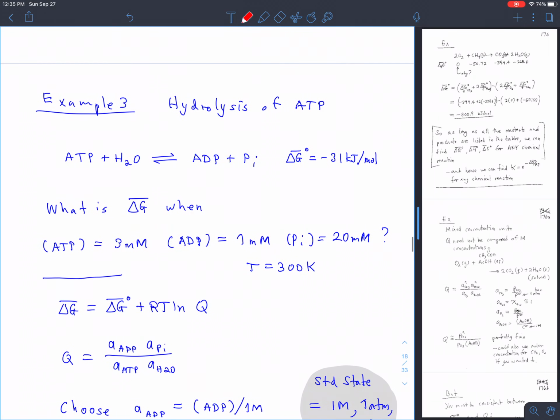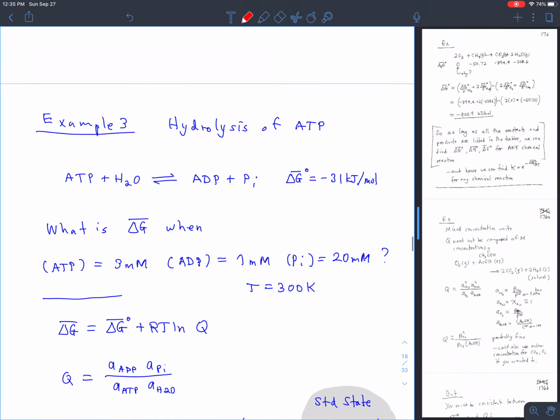All right, the next example is a somewhat more complicated one, right? The reaction up above was just a transfer from one phase to another. Now we're going to look at the hydrolysis of ATP. That's a much more complicated reaction. Still not a terribly complicated one, but a much more complicated one than the last time. And also a very important one biologically, of course.